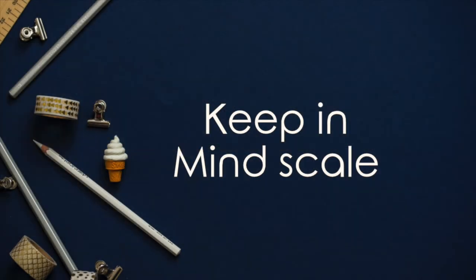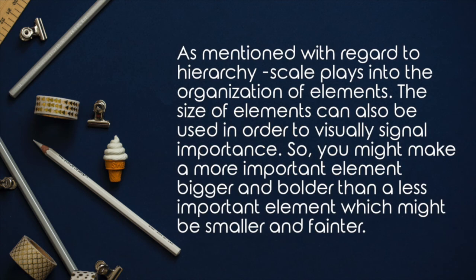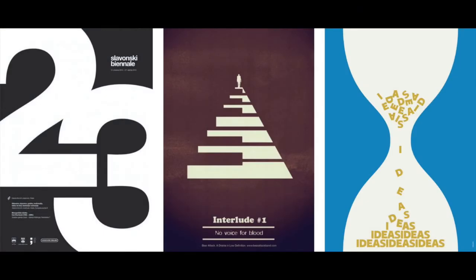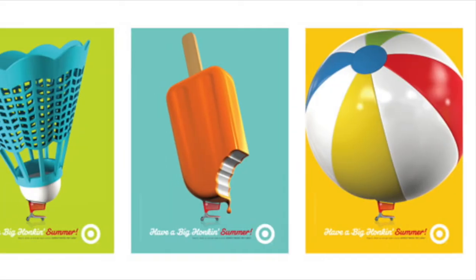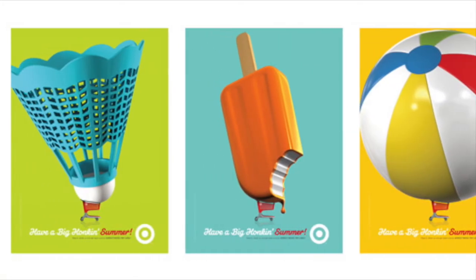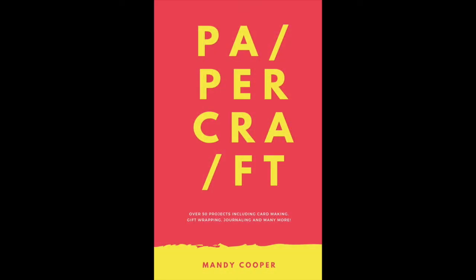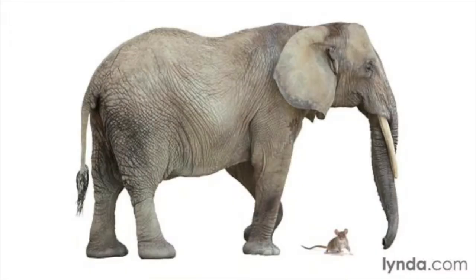It's also really important to keep in mind scale in addition to the hierarchy that we were talking about before. As I mentioned before with regard to hierarchy, scale plays into the organization of elements. The size of elements can also be used in order to visually signal importance. So you might make something that's more important a bit bigger and bolder than, for example, something that is less important, which you could make smaller and fainter.